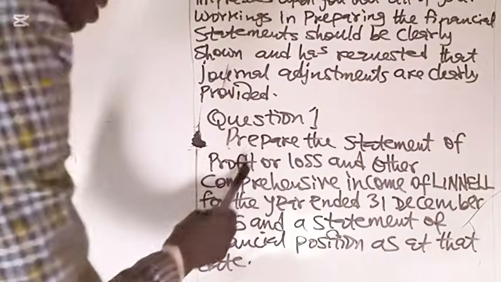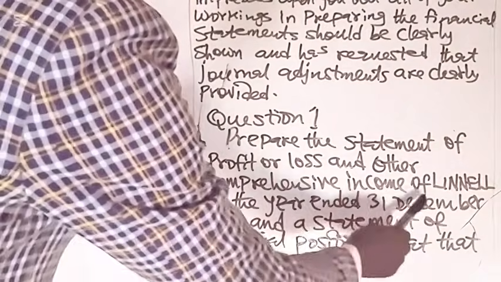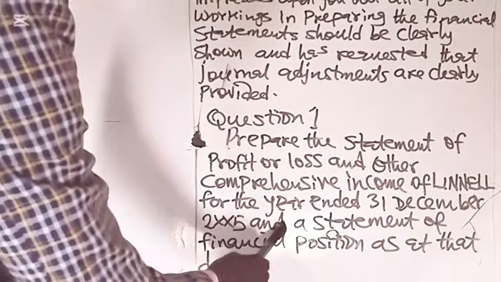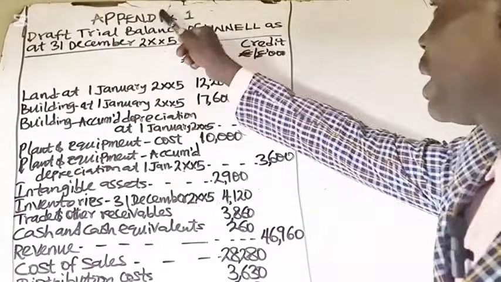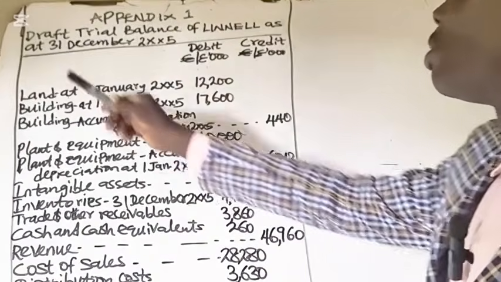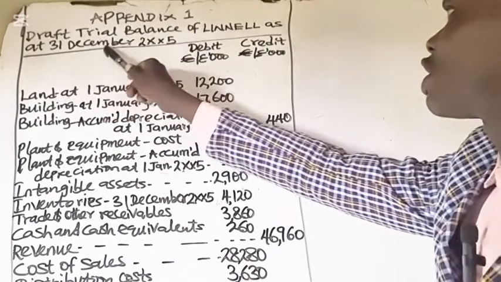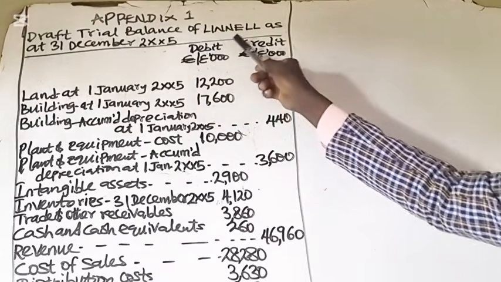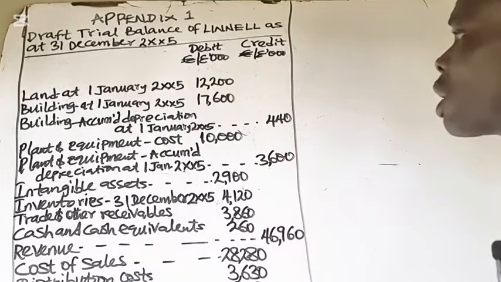Question 1. Prepare the statement of profit or loss and other comprehensive income of Lease for the year ended 31st December 2005 and a statement of financial position as at that date. Appendix 1. Draft trial balance of Lease as at 31st December 2005. We have the debit and the credit side, amount in €1,000.